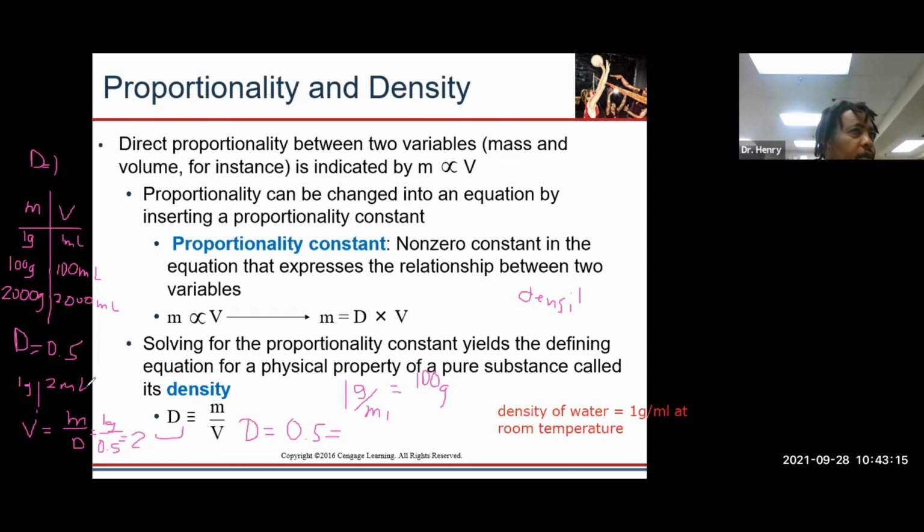Okay, and that's the take-home message. So at the end of the day, you have this equation. Density equals mass over volume, where density is going to be a constant value.